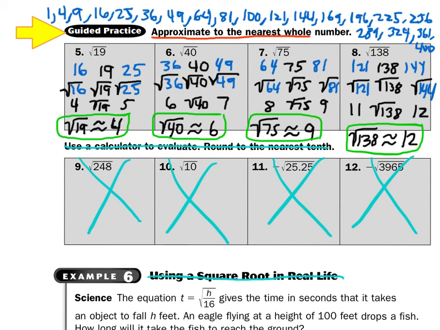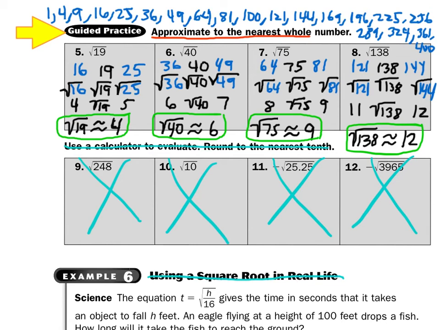Okay, let's talk about the guided practice. Approximate to the nearest whole number. So they want us to tell them which number it is closest to. Again, you're going to like these a whole lot more if you memorize all the perfect squares. So again, in your note-taking guide, I would write all the perfect squares just like I did, so you can use them to help you. Pause the video if you need to do that right now.